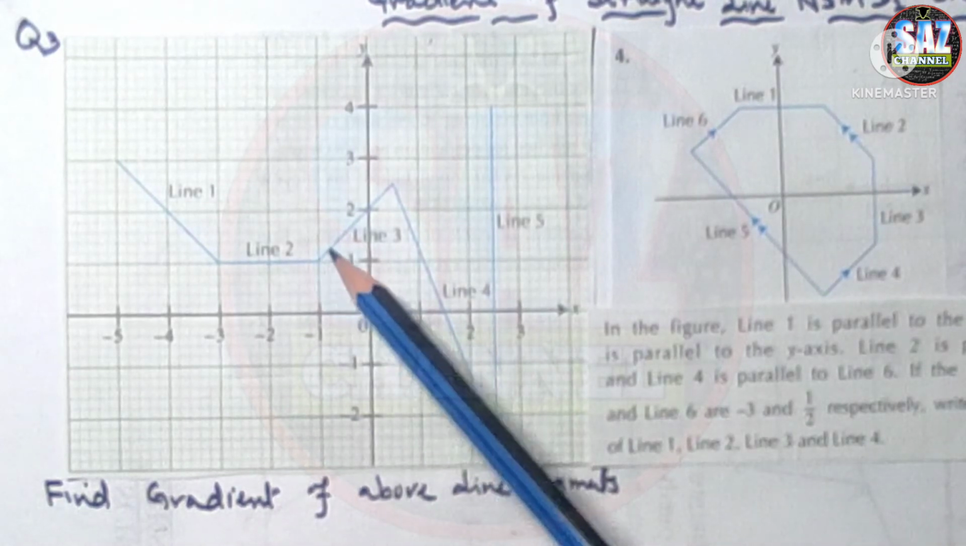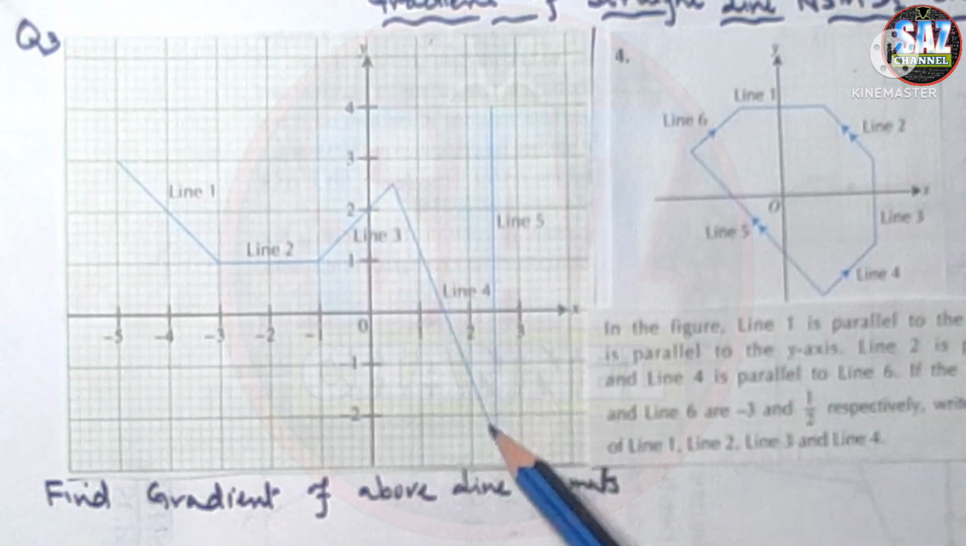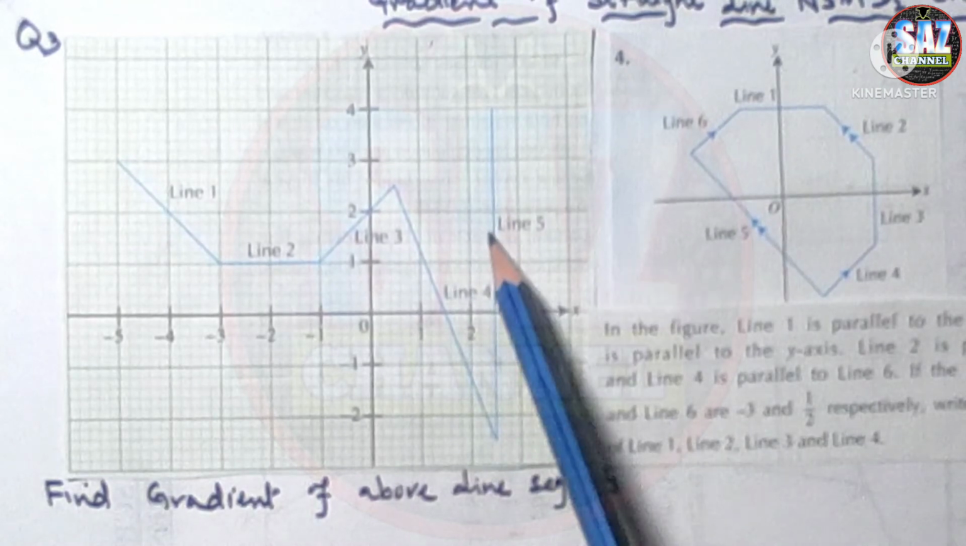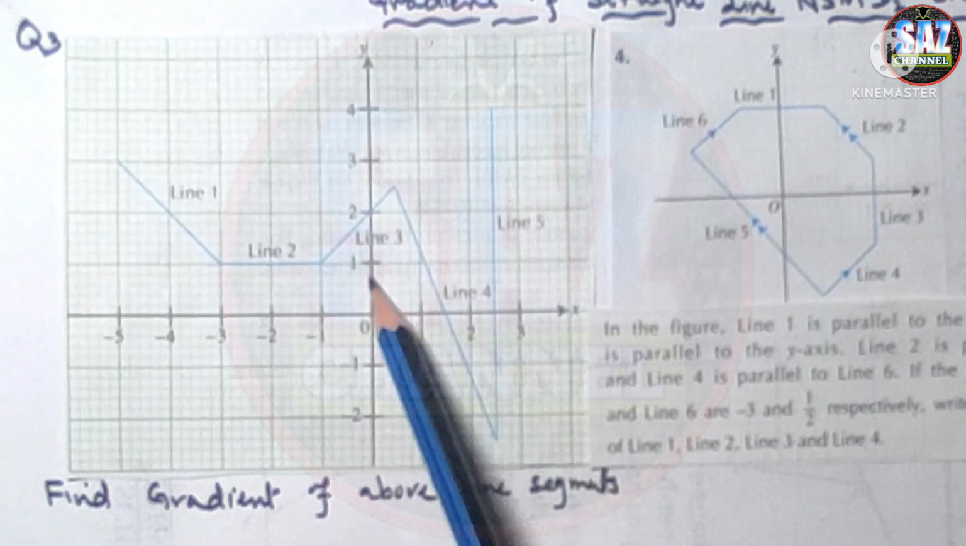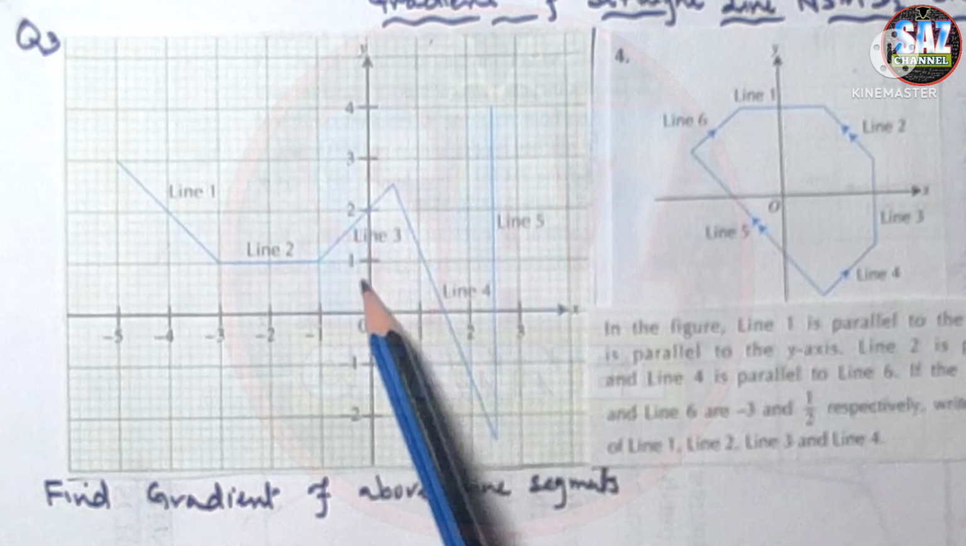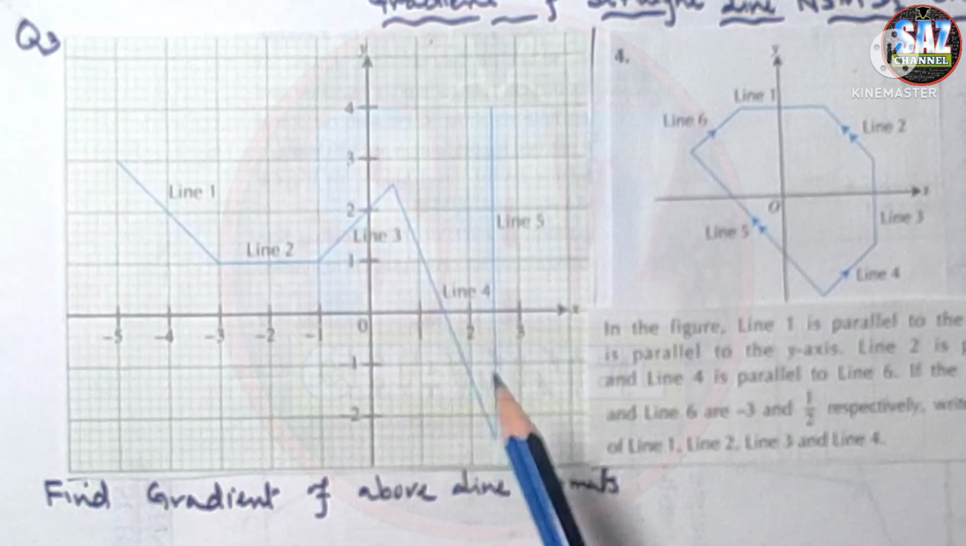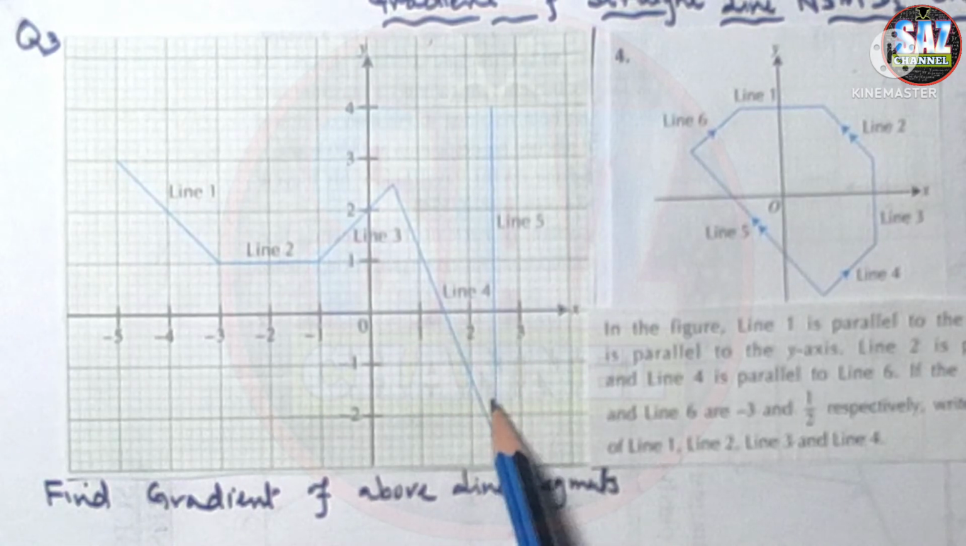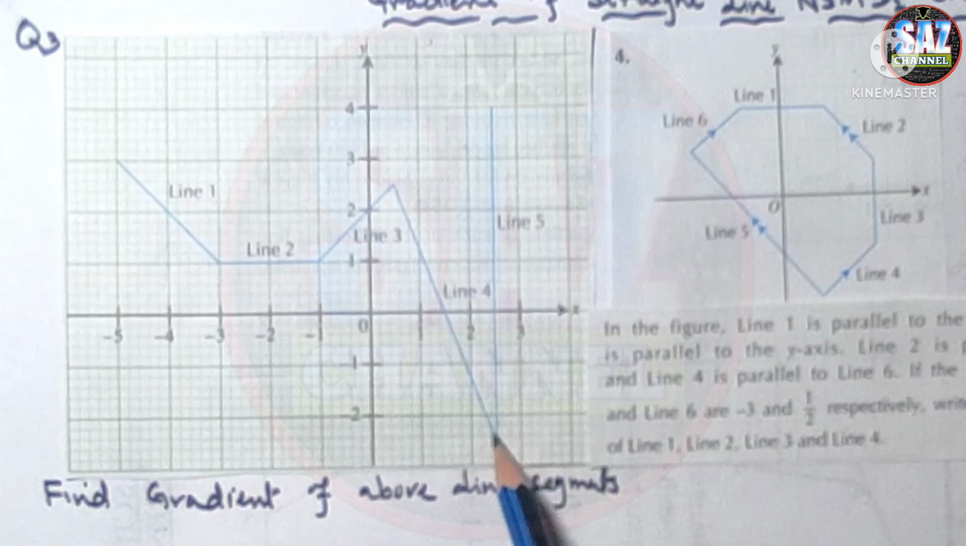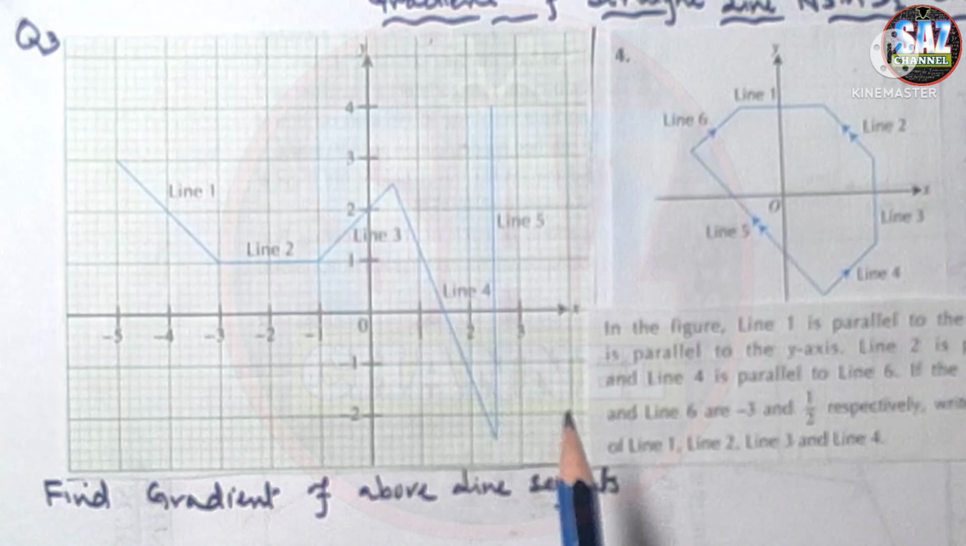Line 3 is again a non-vertical line. Line 4 is a non-vertical line, and line 5 is parallel to the y-axis. So what will be the name of this line and what will be the properties and qualities of this line? These are the questions that have to be in your mind before going to this question. So let's talk about the gradient of the given lines. Let's start with line 1.